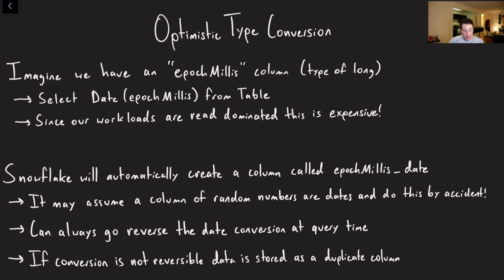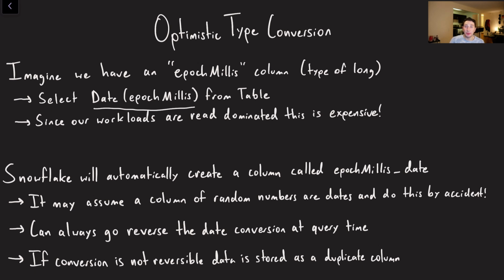Okay. I think we're almost getting there, but now we're going to talk about optimistic type conversion. Optimistic type conversion is a pretty simple concept. Let's imagine that we have some sort of date time field, and it's stored as, let's say, an integer or maybe a long for millis since epoch, so millis since 1970. Let's imagine that in 99% of queries, someone just runs select date of epoch millis from the table.